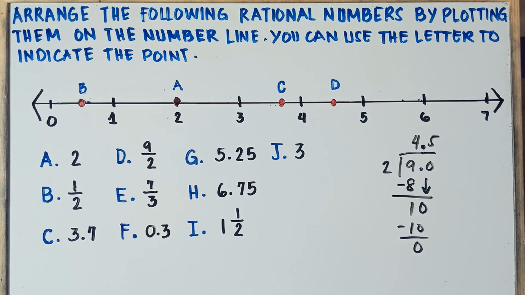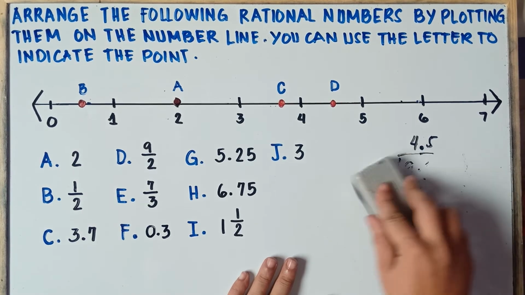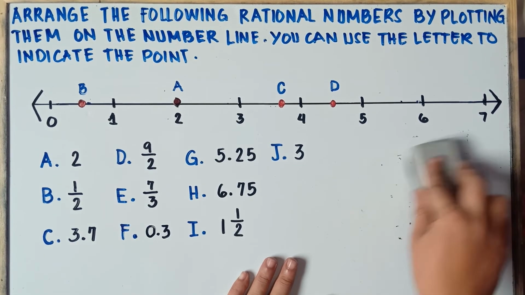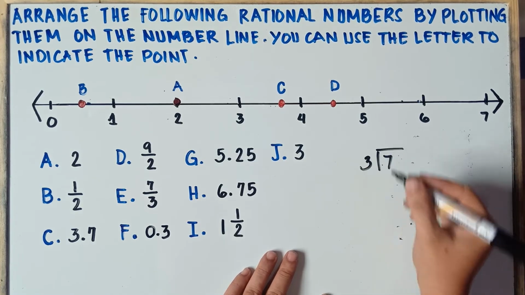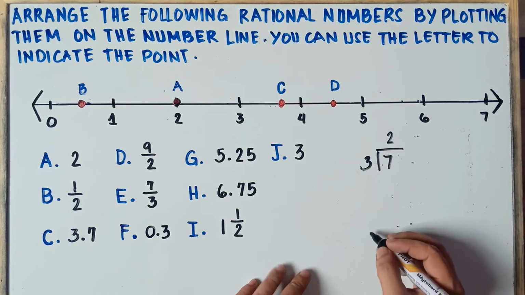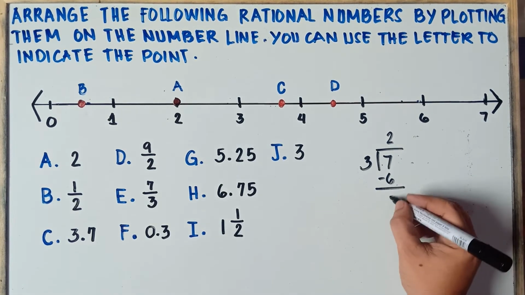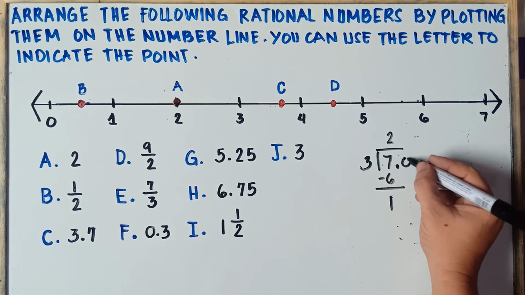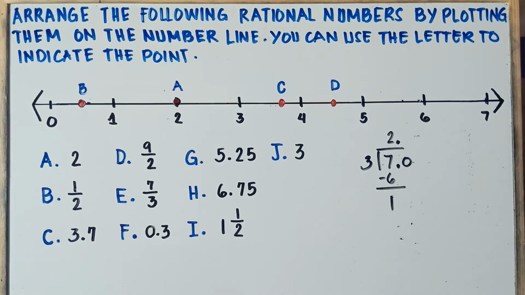Alright, and then letter E is still a fraction, 7 over 3. Therefore, class, we need to convert this one into decimal, 7 over 3. So simply divide, class. 7 divided by 3. So 7 divided by 3, that's 2. 2 times 3, that's 6. Subtract, 7 minus 6. That's 1. We need to borrow 1 0. Once you put a point, you also put a point on the top. You align the points, class.